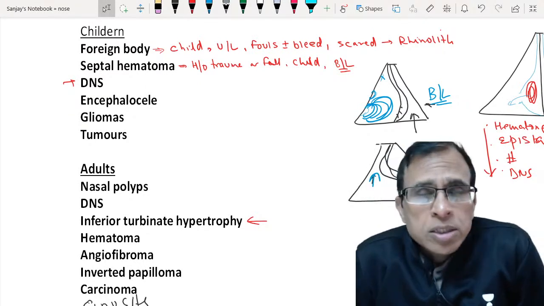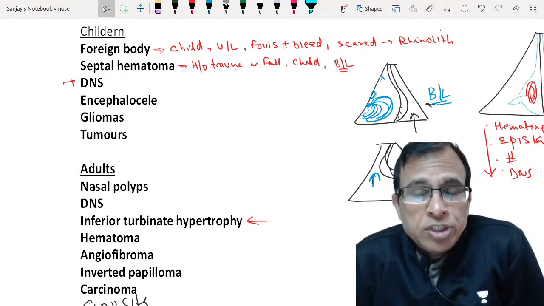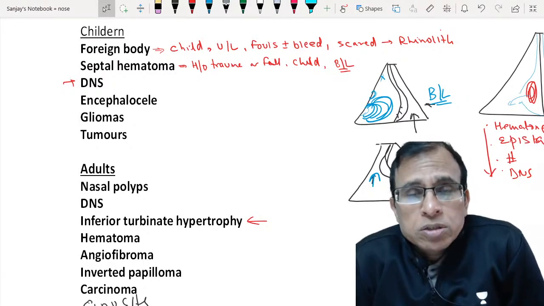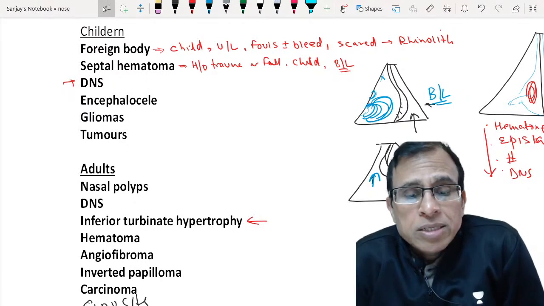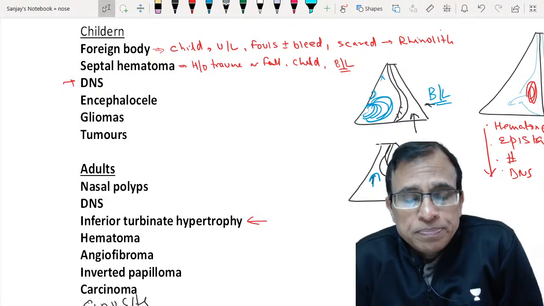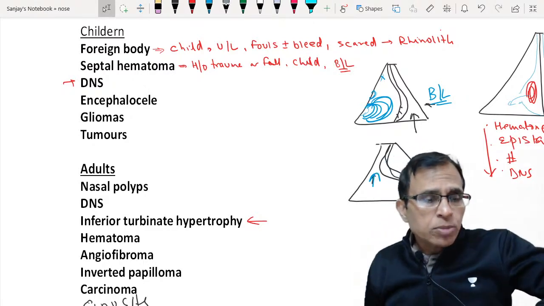But rhinosporidiosis is fleshy red, deep red, and there are white dots on it. Usually the spores, white dots, and the look is like a strawberry. That's why rhinosporidiosis is described as a strawberry polyp. So I'll talk about that also.